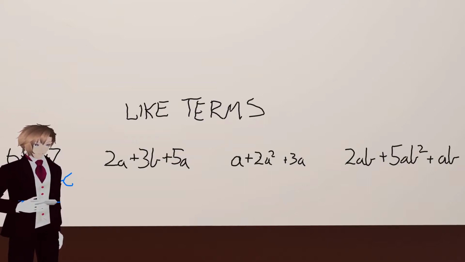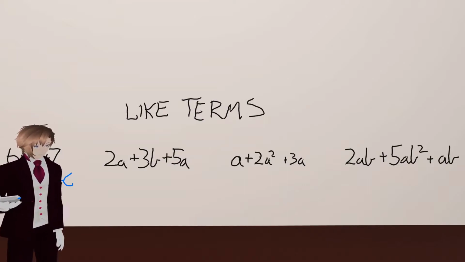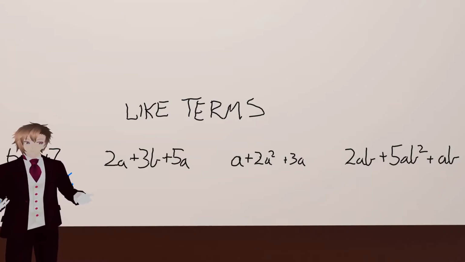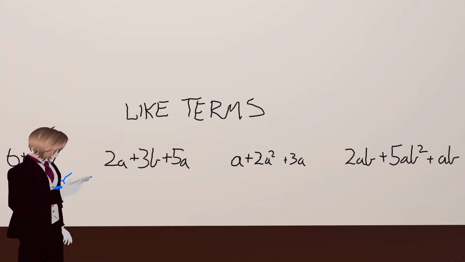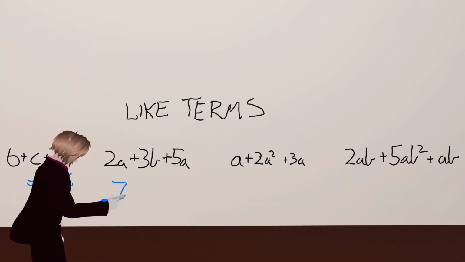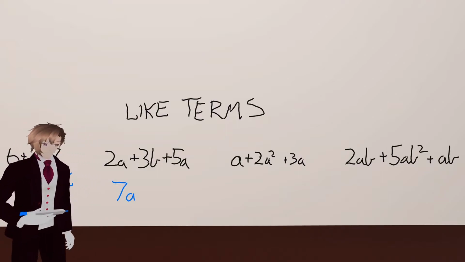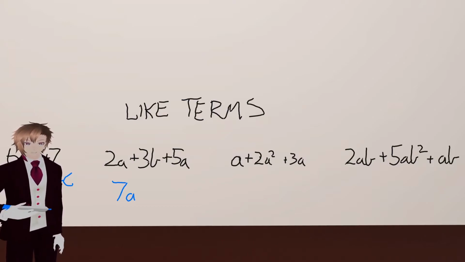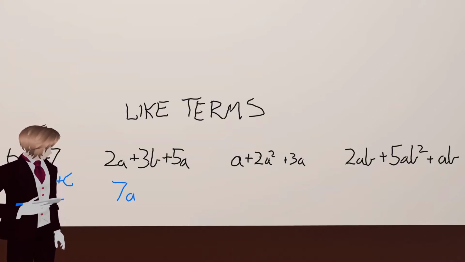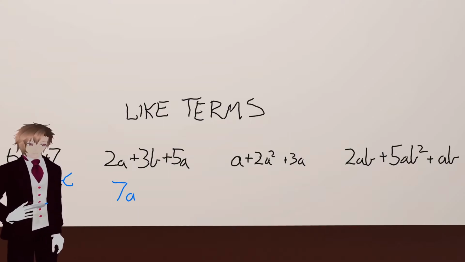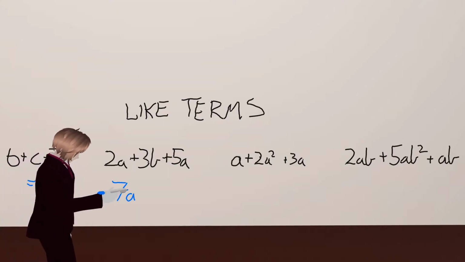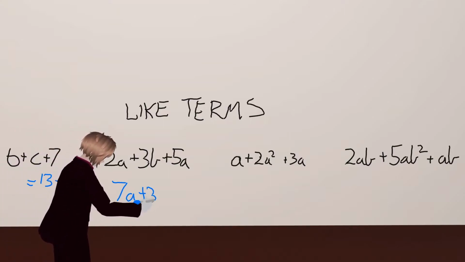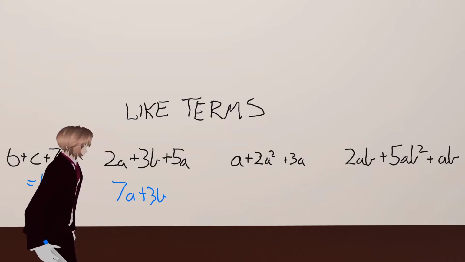One way you might like to think about this is I have 2 apples, and I have 5 more apples, so all up I have 7 apples. So you would write 7a, exactly as you would say it, 7 apples. So we put the number first. And we have a 3b left over, plus 3b.